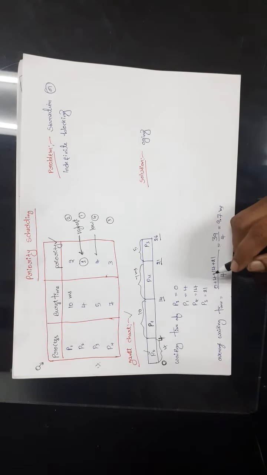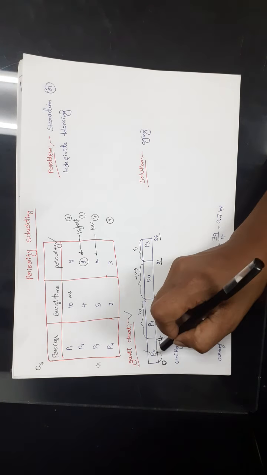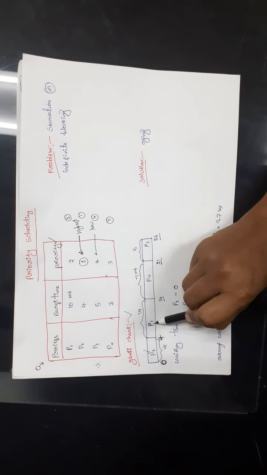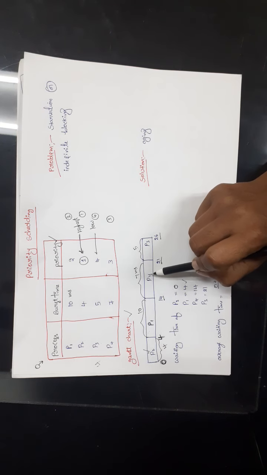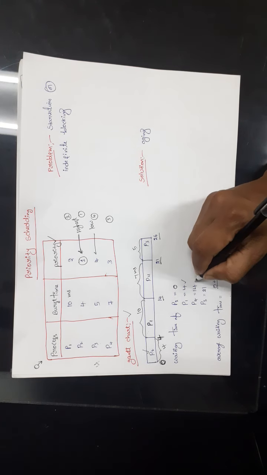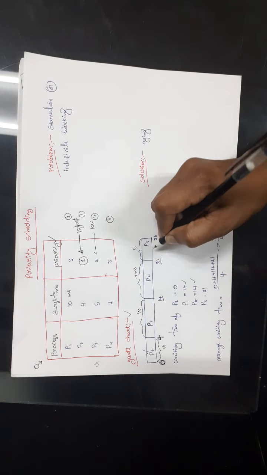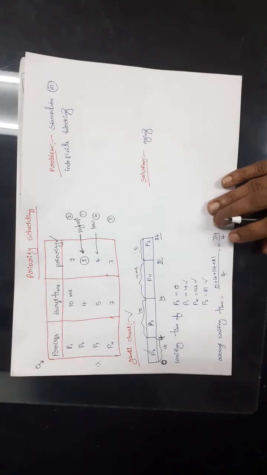Now we will see the waiting time of each and every process. What is the waiting time of P2? 0. What is the waiting time of P1? 4. It has to wait 4 milliseconds. Then what is the waiting time of P4? 14. So here I have written 14. What is the waiting time of P3? 21.